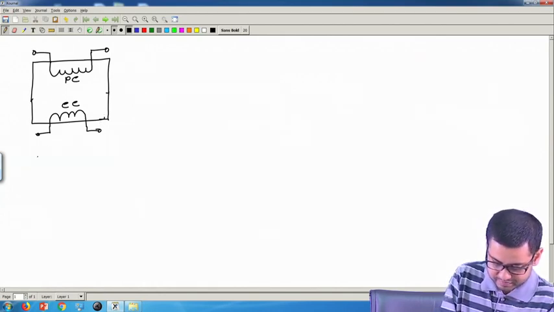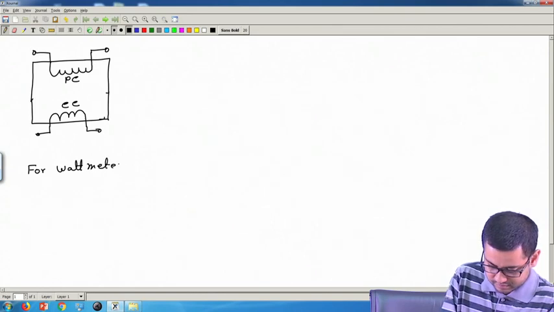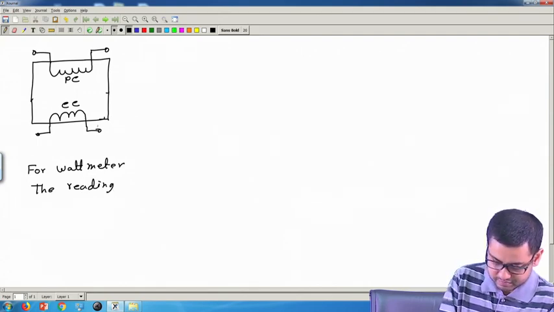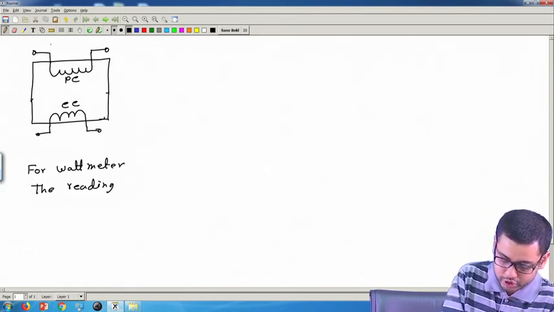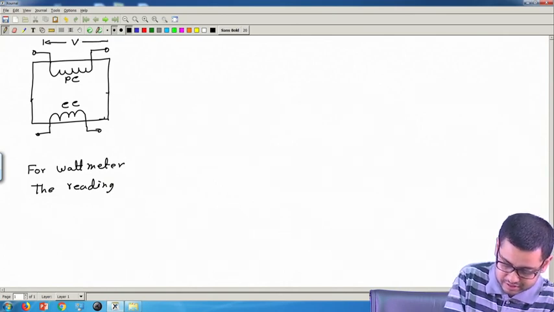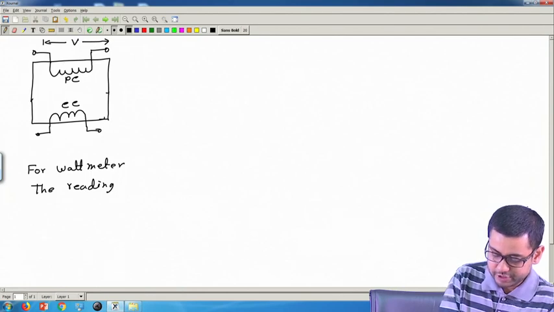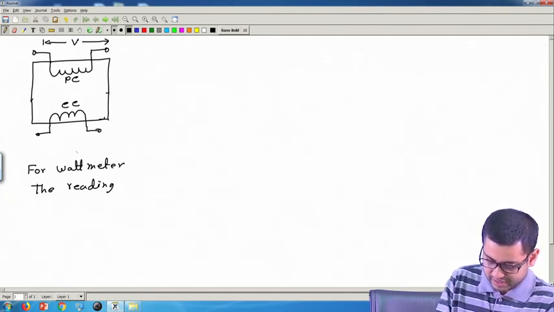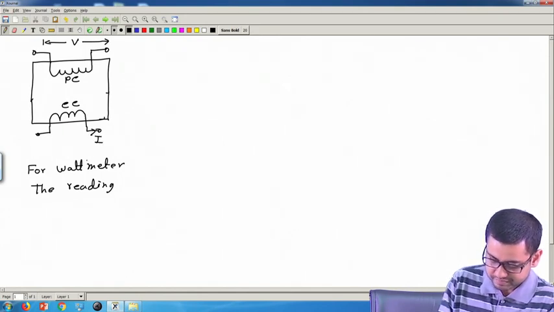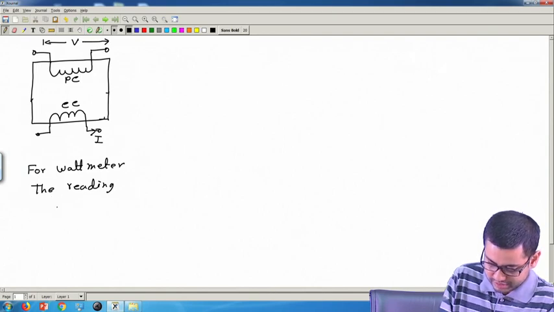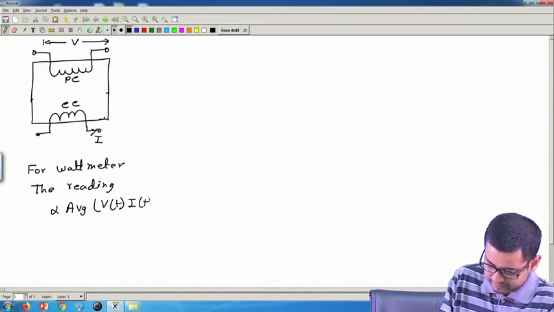First for wattmeter, the reading of the wattmeter is proportional to the average value of the product of this current and this voltage. If we apply a voltage V, then the current that will flow through this is V divided by the impedance of this circuit, and if we pass some current I, then the reading is proportional to the average value of v(t) i(t). This is power.